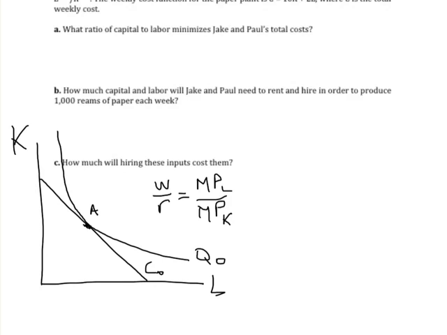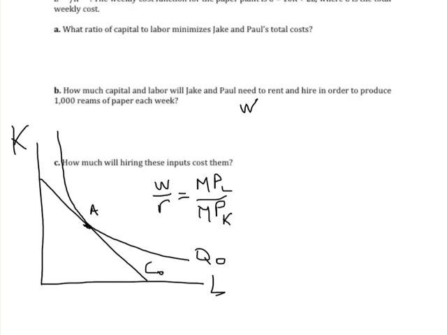Remember that the cost function, I'll just read it out. You have the problem in front of you. Cost function is C equals 10K plus 2L. Well, that means the rental cost of capital is 10, and the rental cost of labor, the wage rate, is 2. 1 unit of labor increases cost by 2, so that's the wage rate. 1 unit of capital increases cost by 10, so that's the rental rate of capital. So W over R is easy, right?